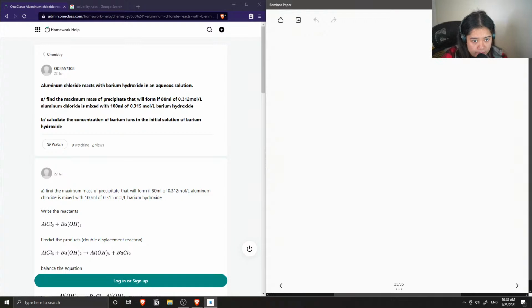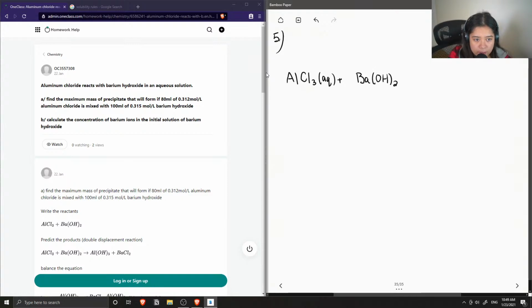Okay, so question number 5. Aluminum chloride reacts with barium hydroxide in an aqueous solution. So that's pretty much the same reaction as our previous question. So we need to write down this equation again. So when we have aluminum chloride, aluminum has a 3 plus charge and chlorine has a -1 charge. So therefore we need 3 chlorines to neutralize that aluminum. And this reacts with barium hydroxide. So barium has a 2 plus charge, and hydroxide only has a -1 charge. So we need 2 hydroxides to neutralize the barium.